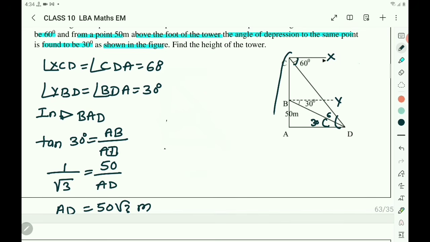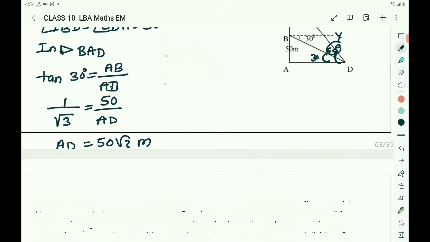Now by using the triangle CAD, in the right angle triangle CAD, use the 60 degree angle. For 60 degree angle, CA is the opposite side and DA is the adjacent side. Again use the trigonometric ratio with the opposite side and adjacent side, that is tan theta, tan 60 degree, right?